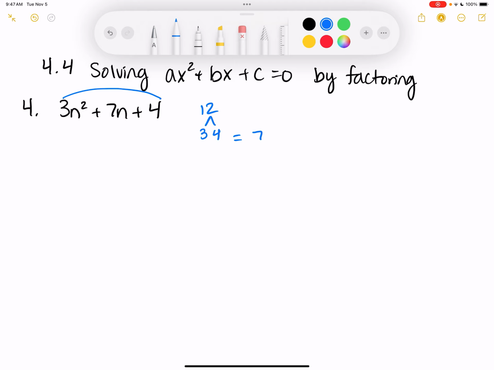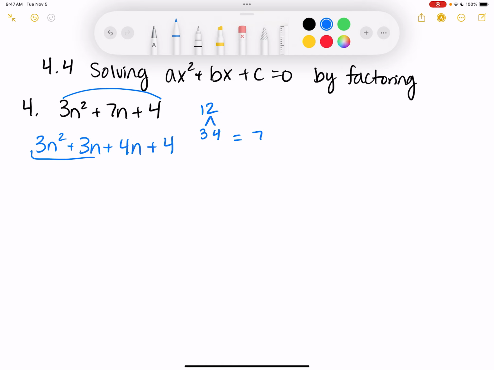Now, when you write the next step, I try to see what number pairs up best with the number that's already there. So I'm going to put the 3 with the 3 and the 4 with the 4, but that's really just a personal preference. If you don't do it that way, it's totally fine. But we have 3n squared plus 3n plus 4n plus 4. All I've done is rewrite that middle term so that I can factor by grouping.